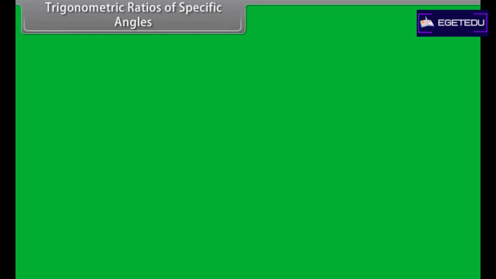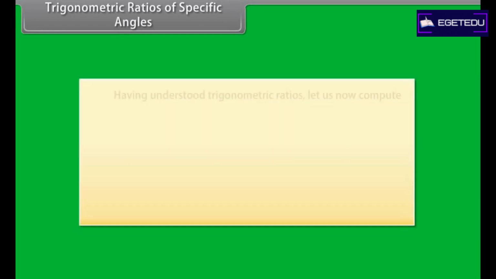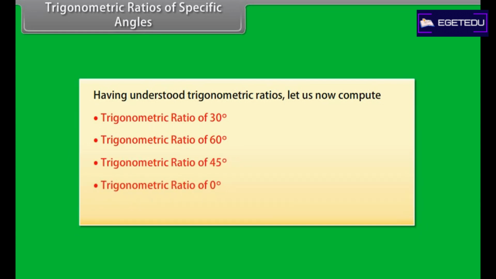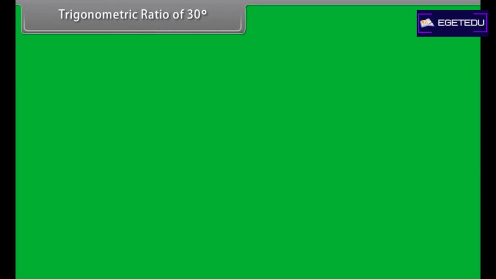Trigonometric ratios of specific angles. Having understood trigonometric ratios, let us now compute trigonometric ratio of 30 degree, trigonometric ratio of 60 degree, trigonometric ratio of 45 degree, trigonometric ratio of 0 degree, trigonometric ratio of 90 degree, trigonometric ratio of 30 degree.